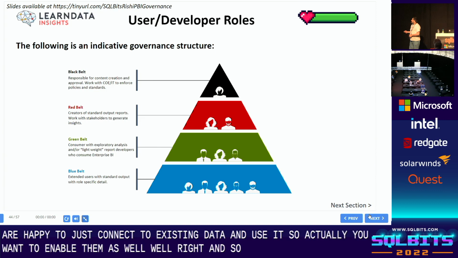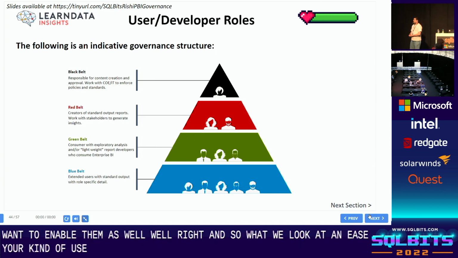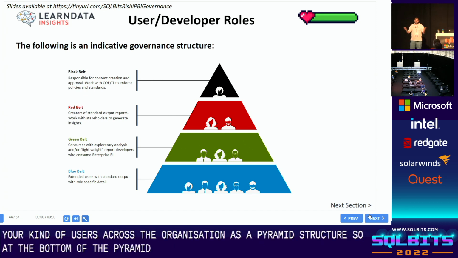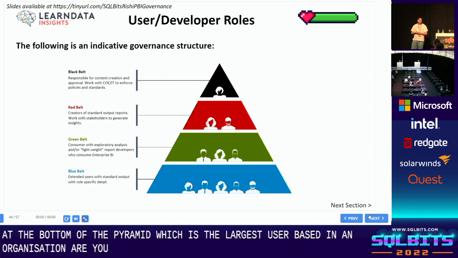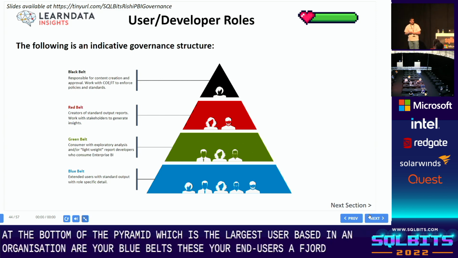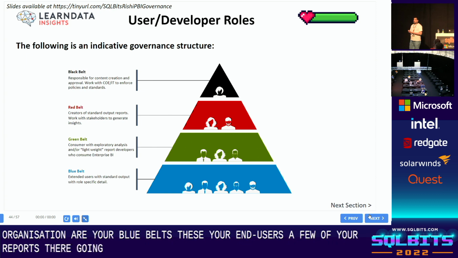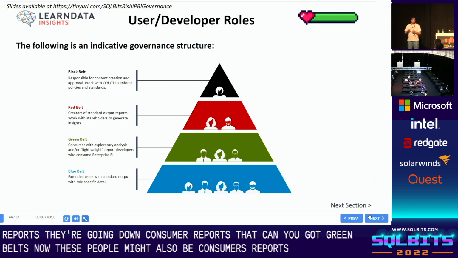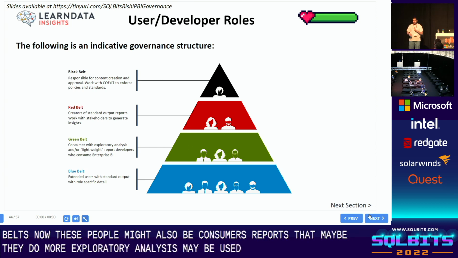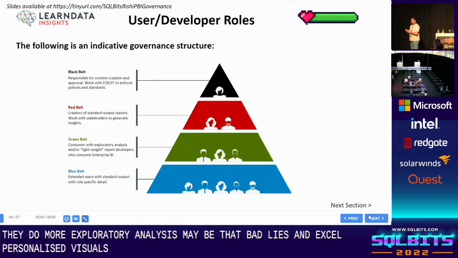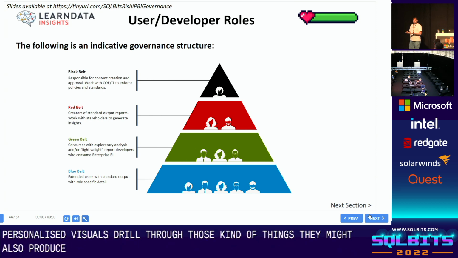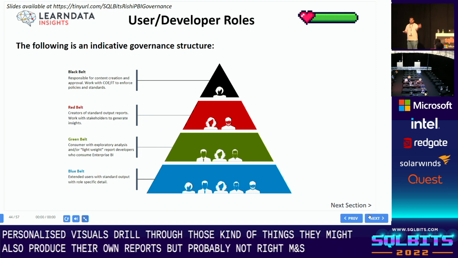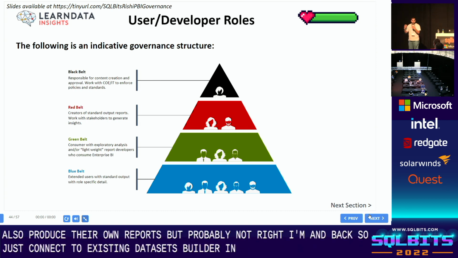So what we look at, and these are your users across the organization, is a pyramid structure. At the bottom of the pyramid, which is the largest user base in an organization, are your blue belts. These are the end users of your reports. They'll go in, they'll consume reports. That's all they do. Then you've got green belts. Now these people might also be consumers of reports, but maybe they'll do more exploratory analysis. Maybe they'll use Analyze in Excel, personalized visuals, drill through, drill downs, those kinds of things. They might also produce their own reports, but probably not write M and DAX. They'll just connect to existing datasets and build their own visuals for a particular audience.